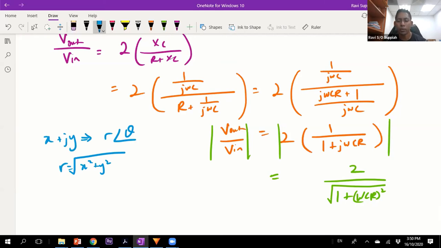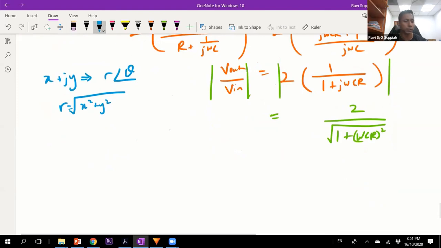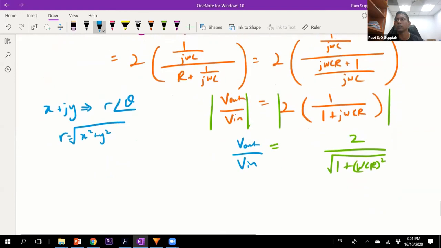All right, and so now what you have is an expression relating the output and the input in terms of magnitude. So this is basically your gain, V out over V in. This is your gain. So far, any questions? Anything you want to ask?